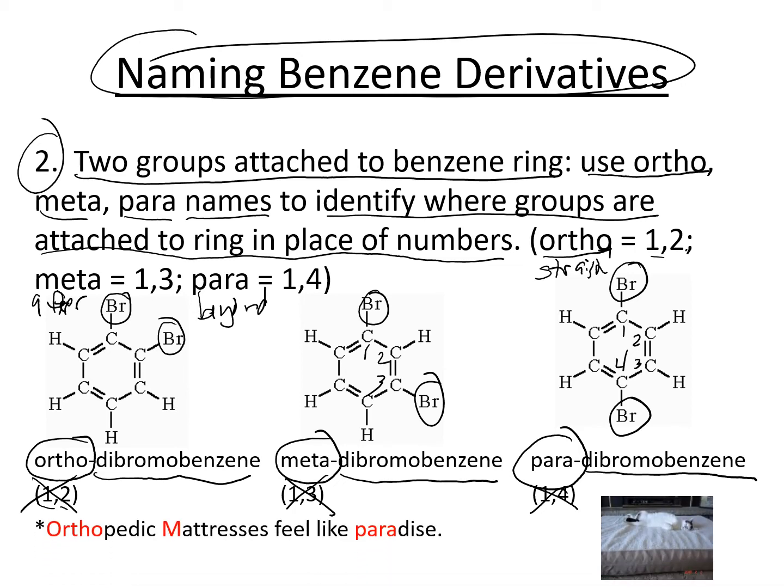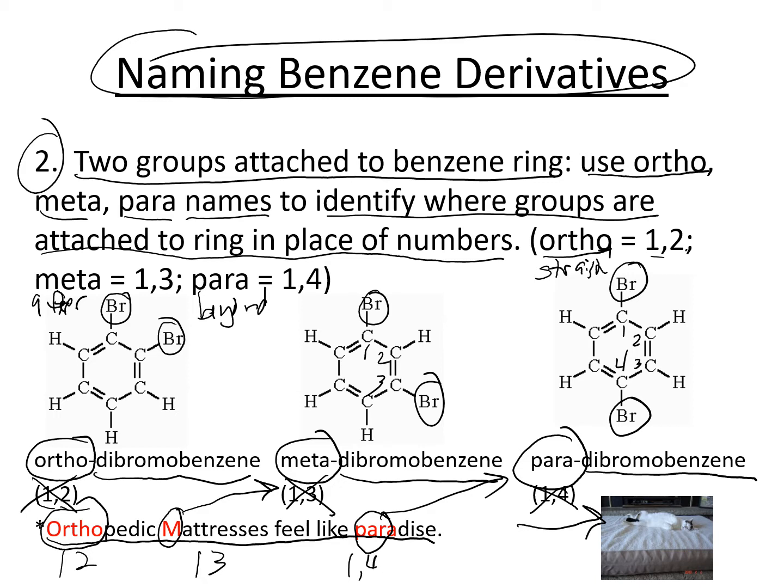One of my students in the past came up with a sentence to help them remembering ortho, meta, and para, and their sentence was, orthopedic mattresses feel like paradise. Like this cat looks like he's in paradise right here on this mattress. And again, the ortho is the first position, 1, 2. Meta is the M in mattresses, positions 1, 3. And then para, our last one, is positions 1, 4. So hopefully that sentence may help you remember, but please remember when you're using positions 1, 2, 1, 3, 1, 4 in your benzene with two groups attached that you use ortho, meta, and para prefixes.